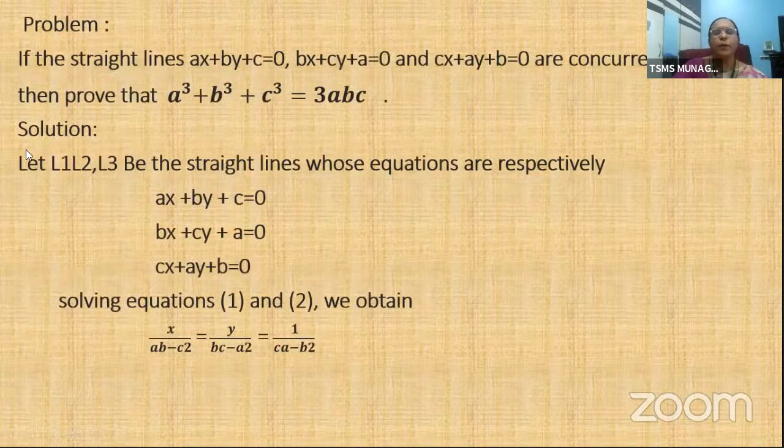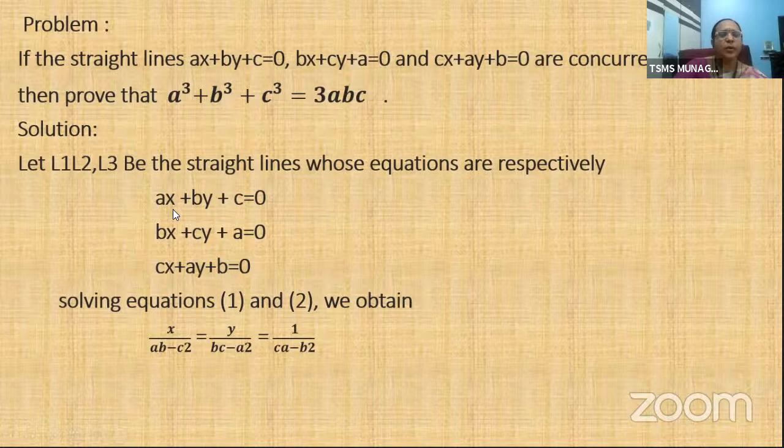Now let us see one more problem which is quite commonly given in all kinds of exams. If the straight lines ax plus by plus c equal to 0, bx plus cy plus a equal to 0, and cx plus ay plus b equal to 0 are concurrent, then you have to prove that a cubed plus b cubed plus c cubed is equal to 3abc. Now let us take all the three lines.